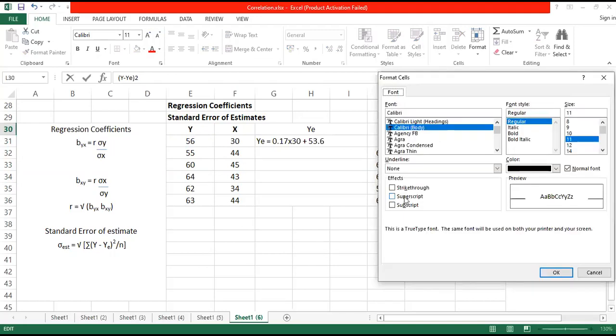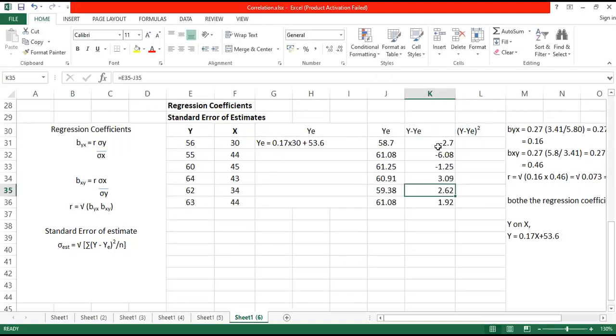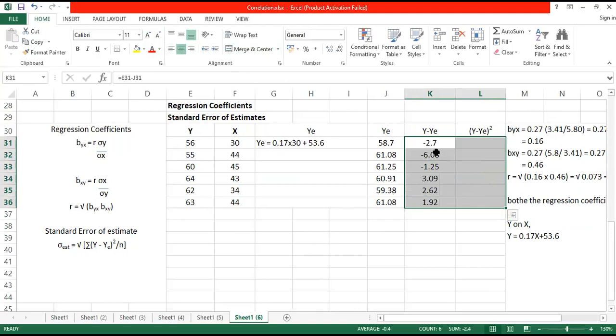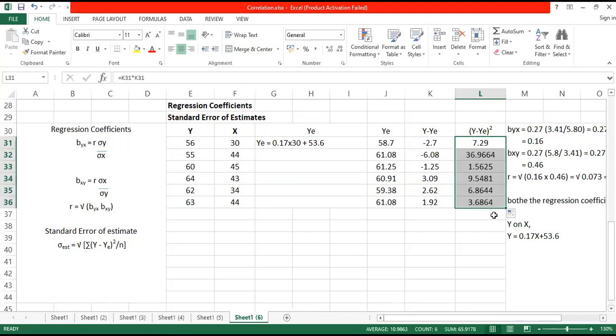Right. So we know y minus ye is this, right? So we'll get the square of this value. That means minus 2.7 into minus 2.7. So likewise, square of each, now get the sum of this. So it is 65.91.